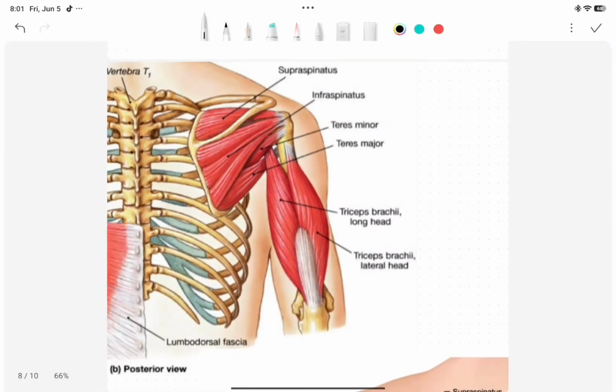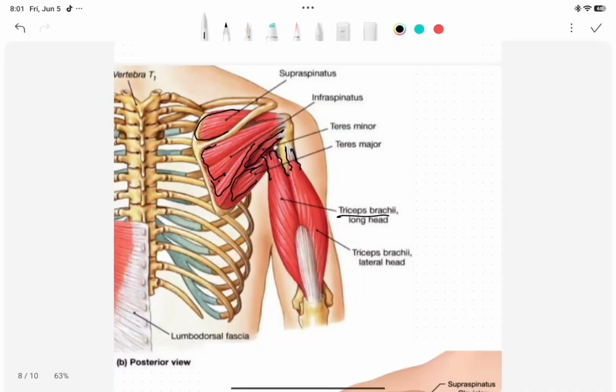In this figure you can clearly see that the supraspinatus fossa contains the supraspinatus. This is the infraspinatus. This is the teres minor, and this is teres major. This is the long head of triceps brachii, and this is the lateral head of triceps brachii. Teres minor is here, and teres major.